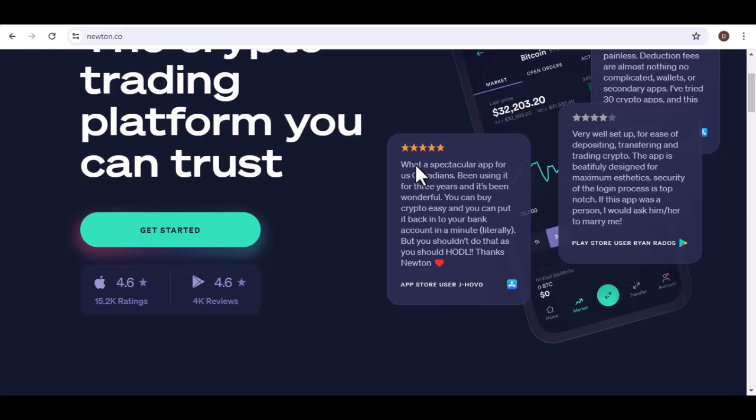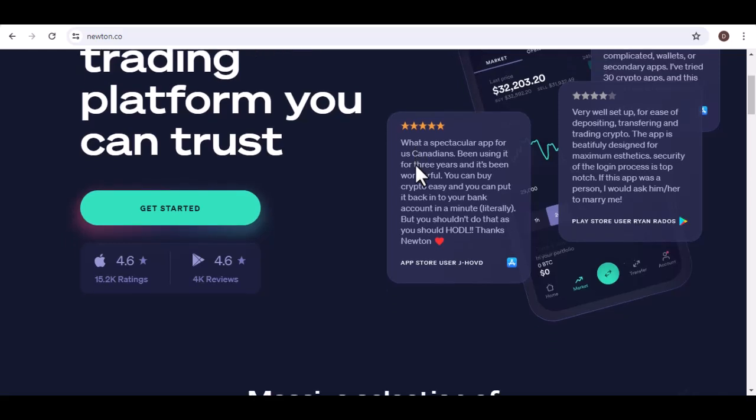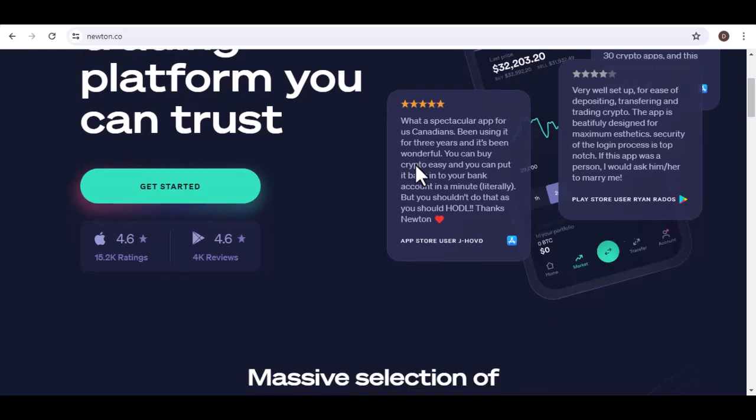Don't worry, you're not alone. Thousands of people find themselves in this situation every day. And that's exactly why we're here today. Let's dive into the world of Newton limit orders and learn how to cancel them without breaking a sweat.